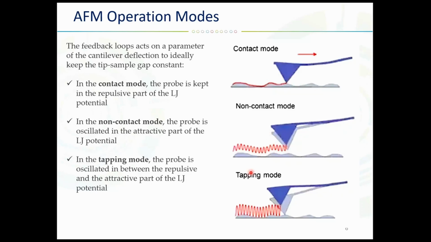And the tapping mode is the mode that takes all the best from contact mode and non-contact mode. So it can measure quite fragile samples, and in terms of the speed, it's a bit slower than contact mode, but much faster than non-contact mode. So this is just a quick reminder.